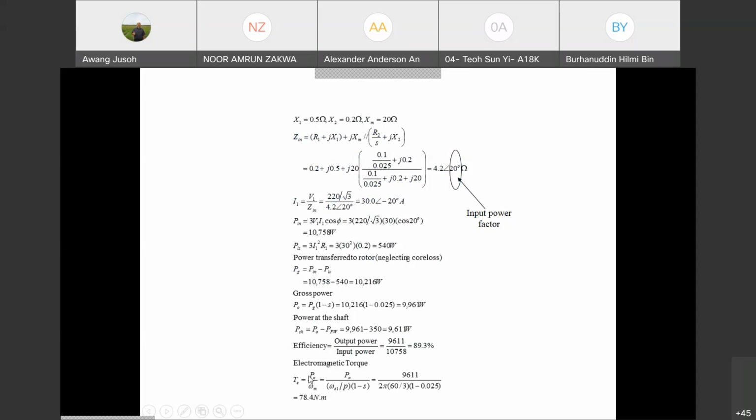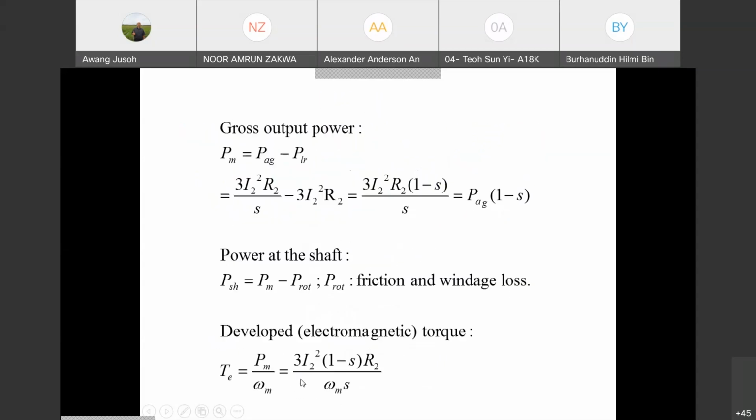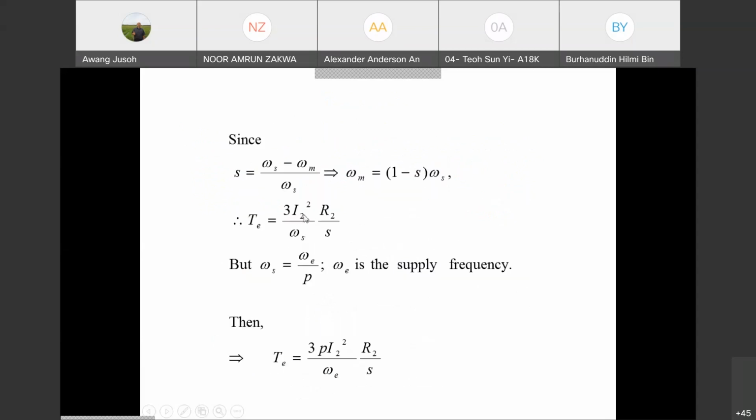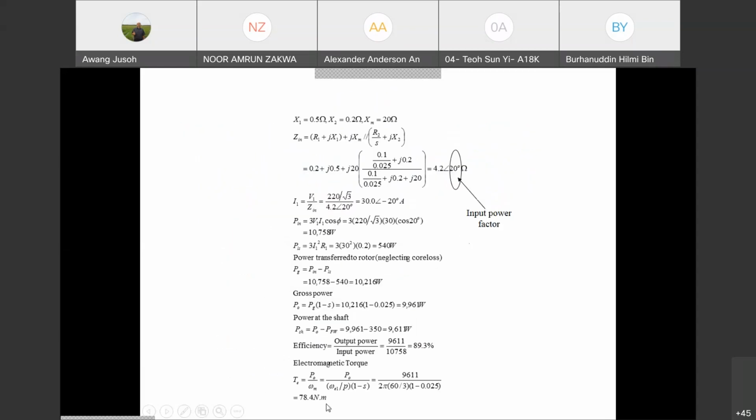So there are 3 formulas here. In order to find torque, you can use the formulas that we studied before. The first one: torque equal to P out divided by omega M. Or you can use PAG divided by omega S. All the formulas that we use will give the same result, which is 78.4 Newton meter. Correct? This is the torque developed in this example.